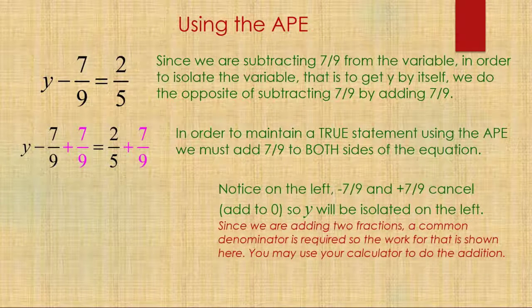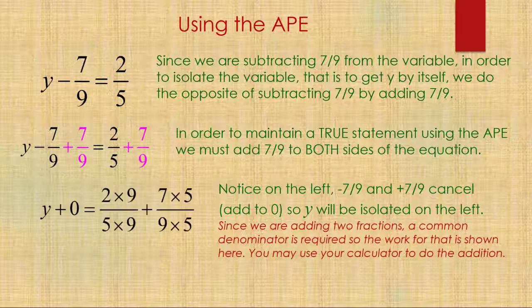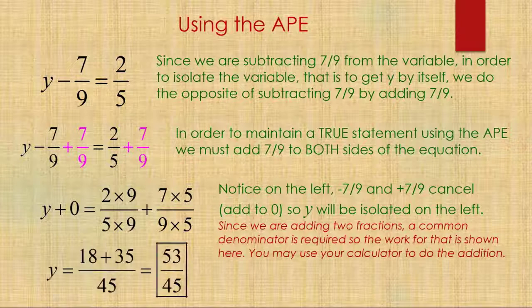Notice on the left, negative 7/9 and positive 7/9 cancel. That is, they add to 0. So y will be isolated on the left. Since we're adding two fractions, a common denominator is required, so the work for that is shown here. You may use a calculator to do that addition. That gives us a result of 53 over 45.